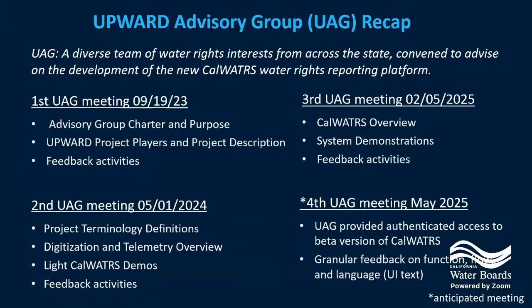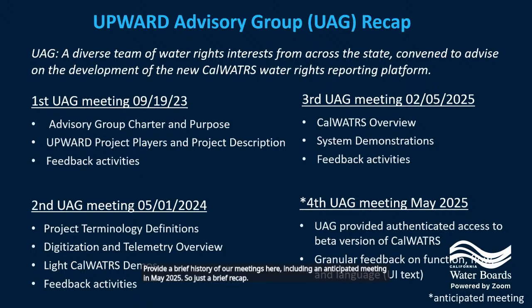Another part of this that's very important towards organizational change management is our Upward Advisory Group. The UAG, or Upward Advisory Group, is a diverse team of water rights interests from throughout our state. They were convened to advise on the development of our new CalWATRS water rights reporting platform. I'll provide a brief history of our meetings here, including an anticipated meeting in May 2025.